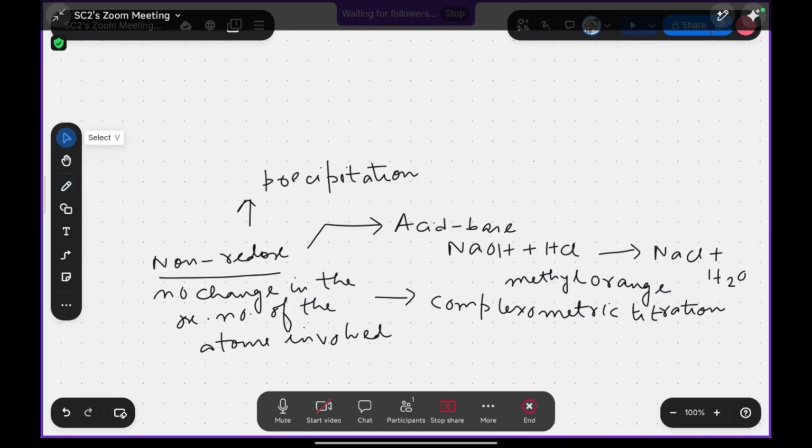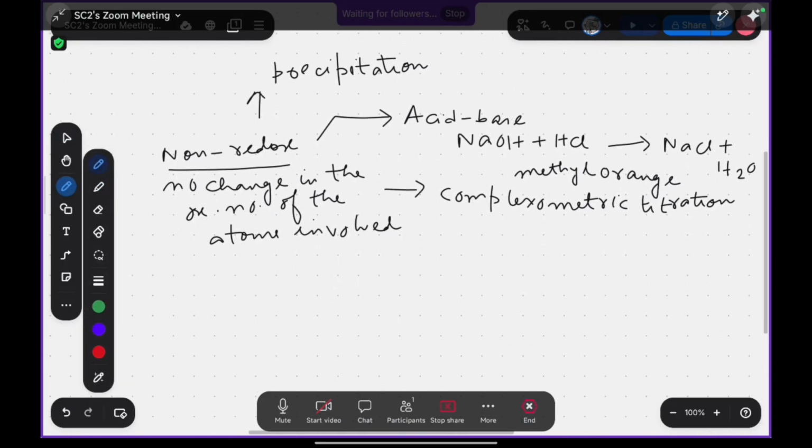The next thing of discussion is the redox titration. Redox titrations are those which obviously involve a change in the oxidation state, and you will do this kind of titration in your practicals.